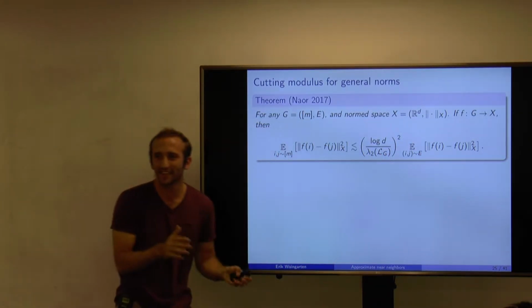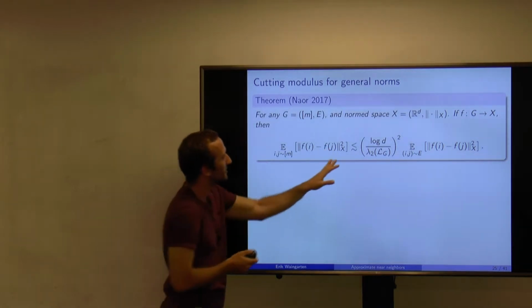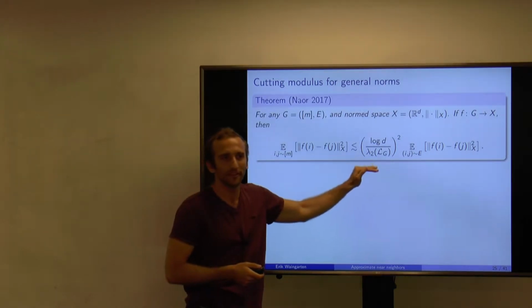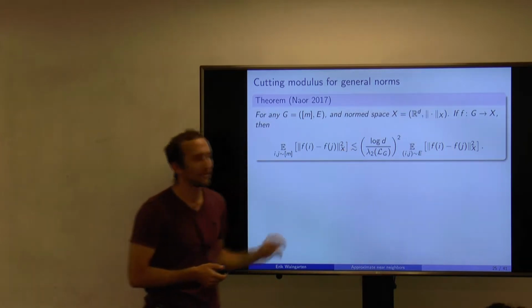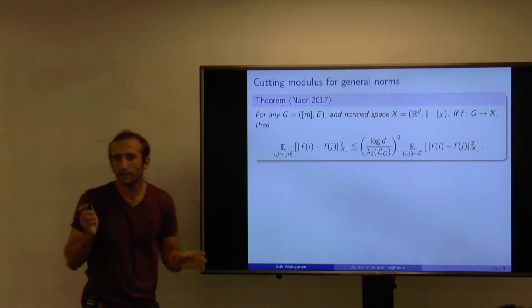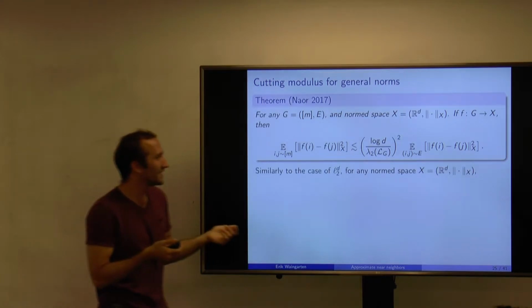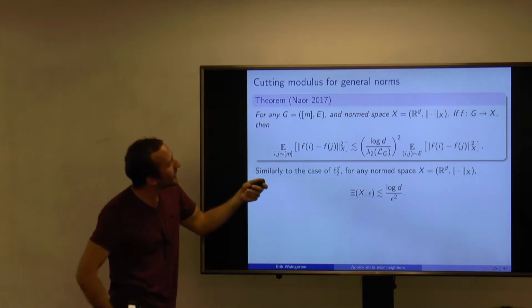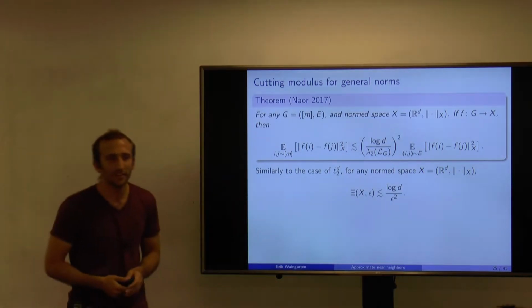So it's like an analogous inequality where, instead of L2, we're talking about general spaces, and now the value which you need to put in order to make this inequality true is not 1 over lambda 2, but log d over lambda 2 squared. Okay, so it's an analogous thing, but similarly to the L2 case, we can get the same corollary in the sense that if we assume that this map was 1-Lipschitz, then we get that the cutting modulus is at most log d over epsilon squared.